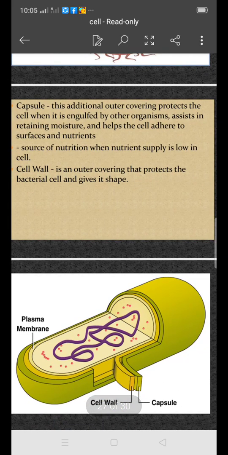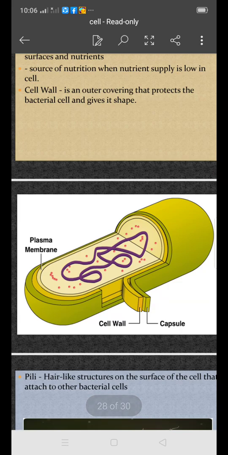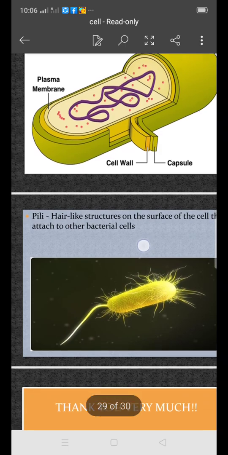And we have also capsule. This additional outer covering protects the cell when it is engulfed by other organisms, assists in retaining moisture, and helps the cell adhere to surfaces and nutrients. It is also a source of nutrition when nutrient supply is low in the cell. So, cell wall. Cell wall is an outer covering that protects the bacterial cell and gives it shape. So this is the images.